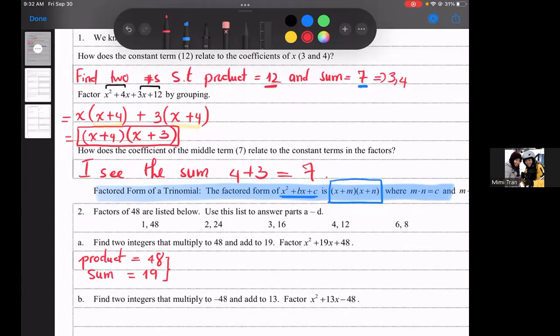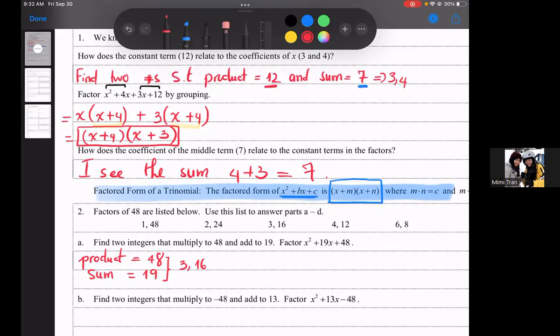48, 2 times 24, right? Now 24 and 2 are not going to add up to 19. Any other ones? Next, what is it? Yeah, 3 and 16. Does it add up to 19? 3 and 16 sounds good. So you just keep finding them, right? So 3 and 16.